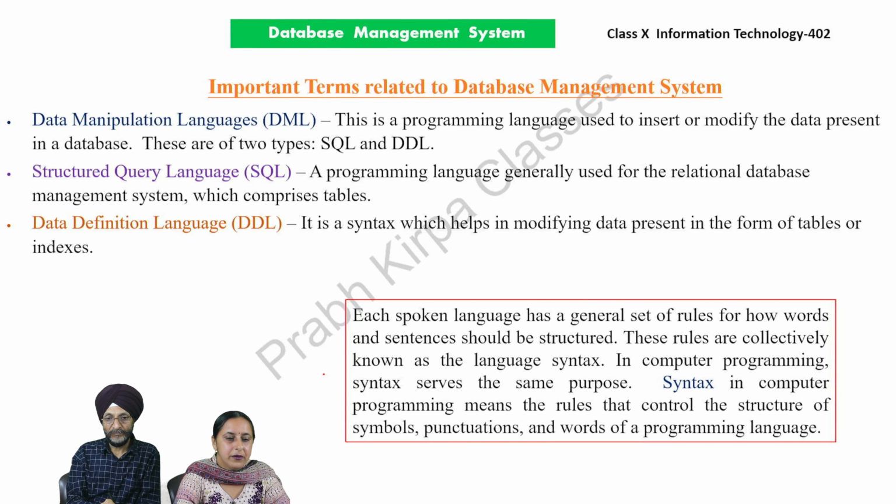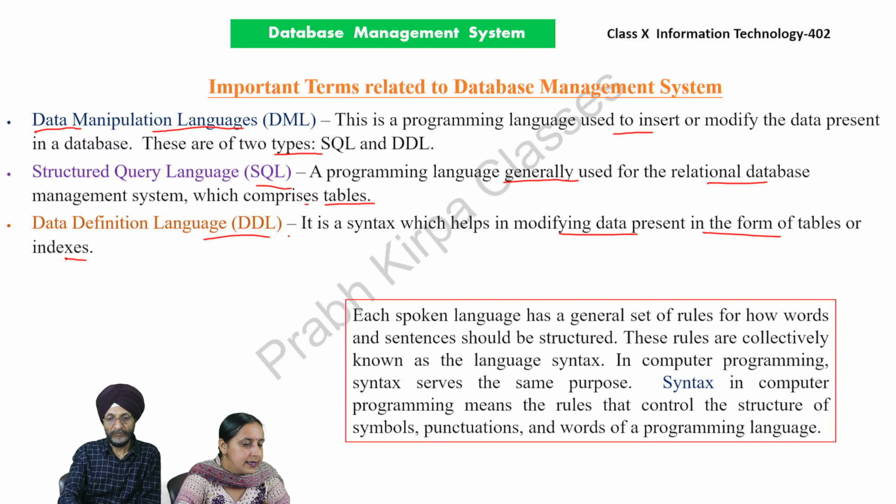Important terms related to database management system. Data manipulation language. This is a programming language used to insert or modify the data present in a database. There are two types, SQL and DDL. Structured query language is a programming language generally used for the relational database management system, which comprises tables. Data definition language. It is a syntax which helps in modifying data present in the form of tables or indexes.